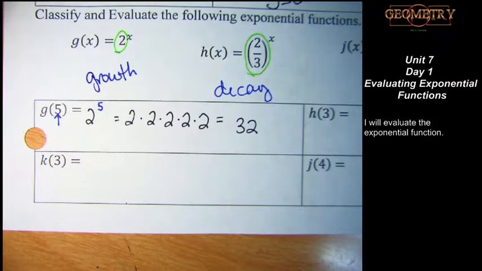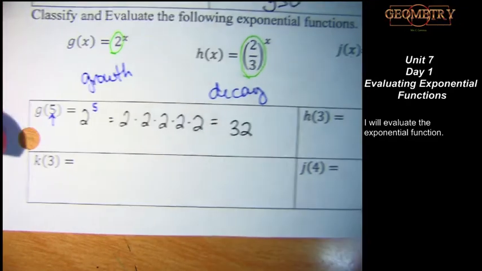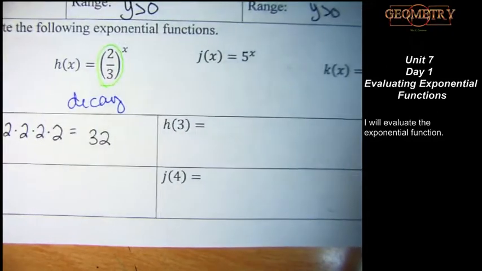If you need to use a four-function calculator, the one on your phone, to help you out with some of these multiplications because the numbers are getting too big, go for it. Just make sure, like when you get to h of x.